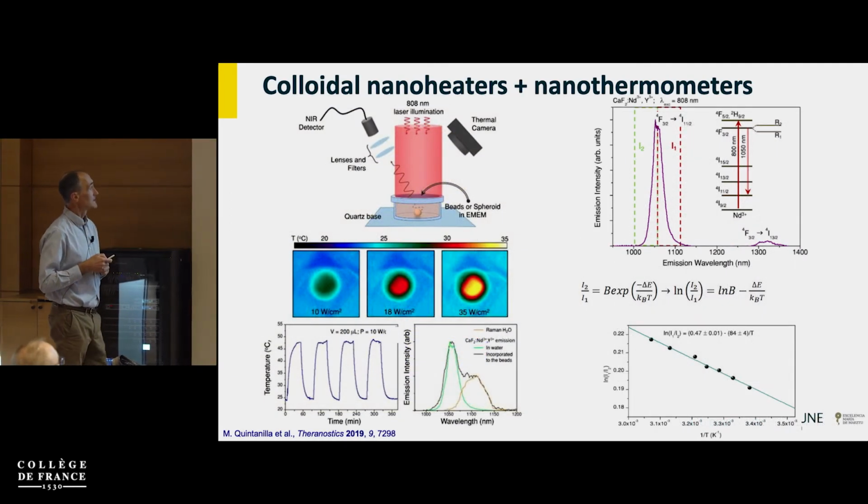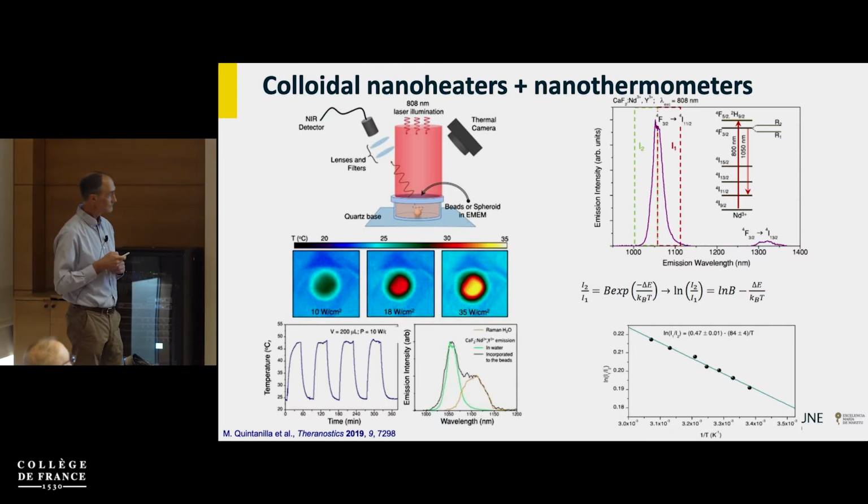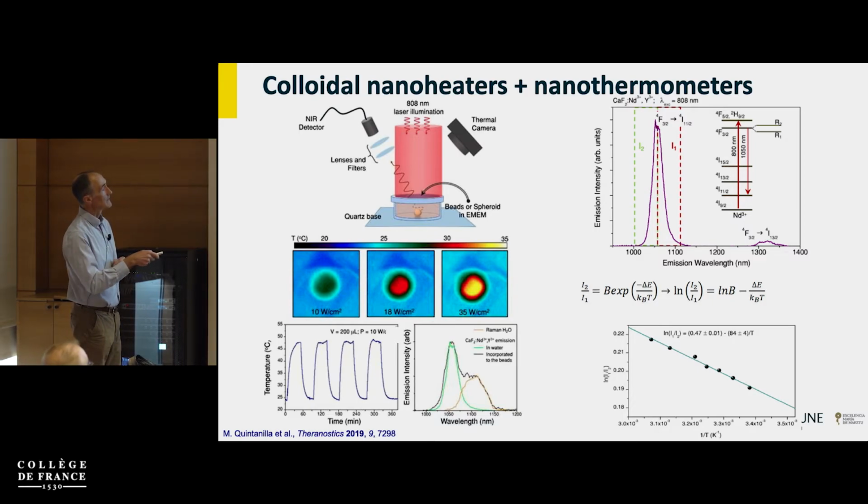Okay, so this is the characterization of the nanothermometers. What we use here are thermometers which have been purposely designed to be excited at the same wavelength that we use to heat the particles, around 800 nanometers, and they emit at a bit more than 1,000 nanometers, so we can detect in the near infrared. So we can use near infrared light to excite and to collect the light.